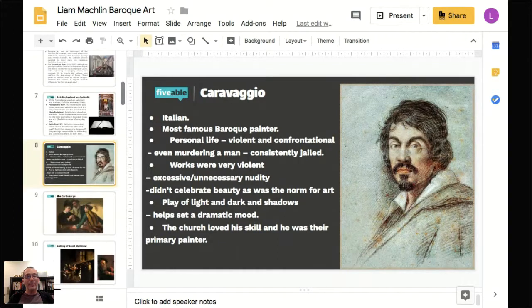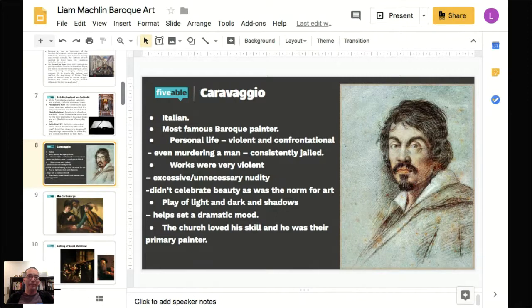The violence in his personal life comes across also in his art. A lot of his paintings were very, very violent, and he had excessive nudity in the paintings, and that really shocked many of the viewers. But shock is one of the things the Baroque art movement was looking for, and Caravaggio gave it to them big time.